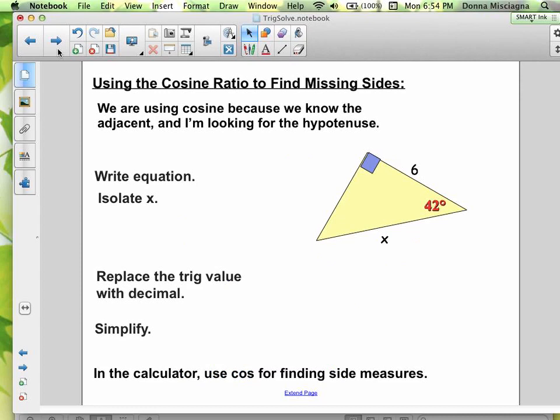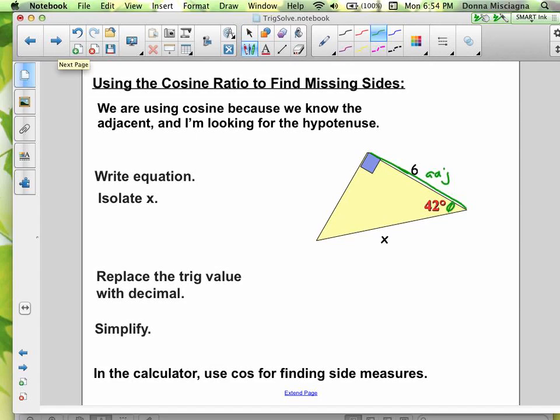All right, so here we're going to use cosine to find our missing side. We use cosine because we know the adjacent. This would be the adjacent, well, go this way. The angle of reference here is the 42 degrees, because we always start with an acute angle, never the right. And opposite the right angle is the hypotenuse. So we are looking for the hypotenuse.